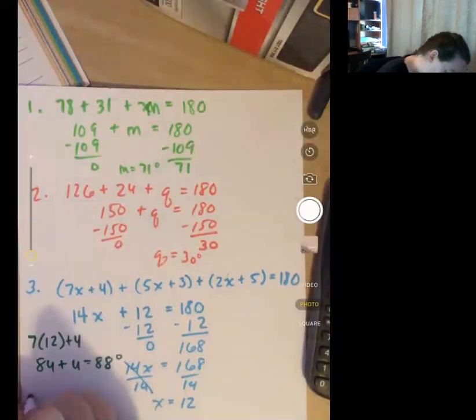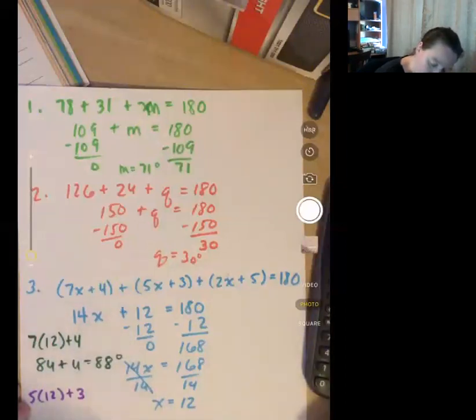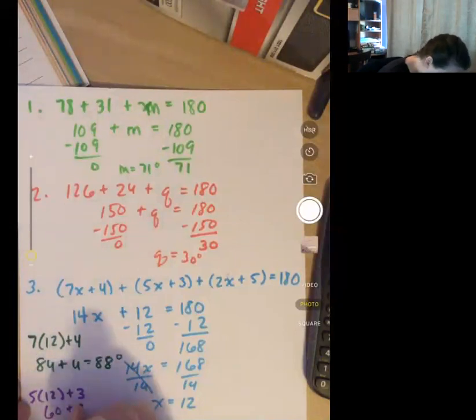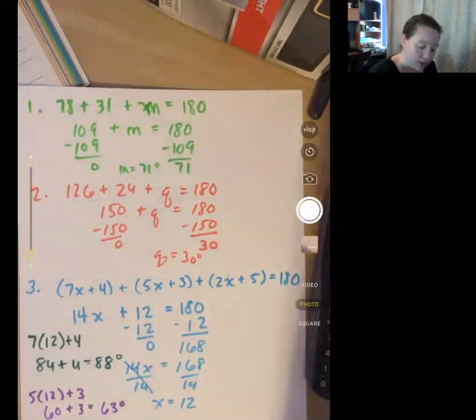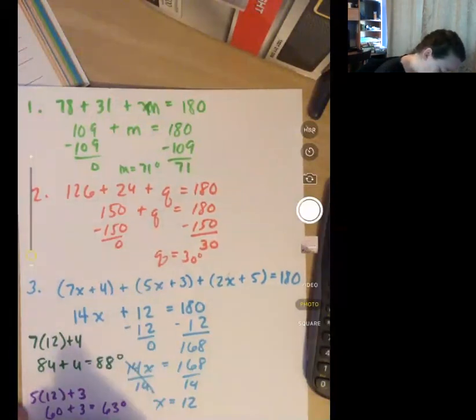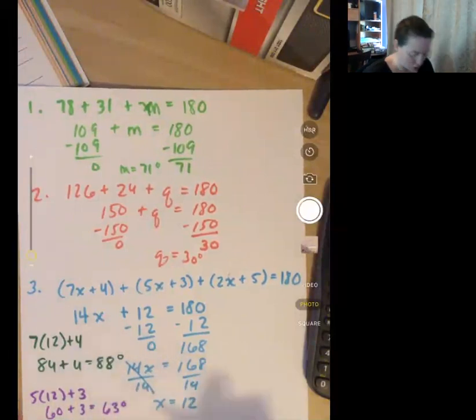I have 5 times 12 plus 3. 5 times 12 is 60. Plus 3 is 63 degrees. So that's another one of our angle measures. And our final angle measure is 2 times 12 plus 5 is 24 plus 5, which is 29 degrees.